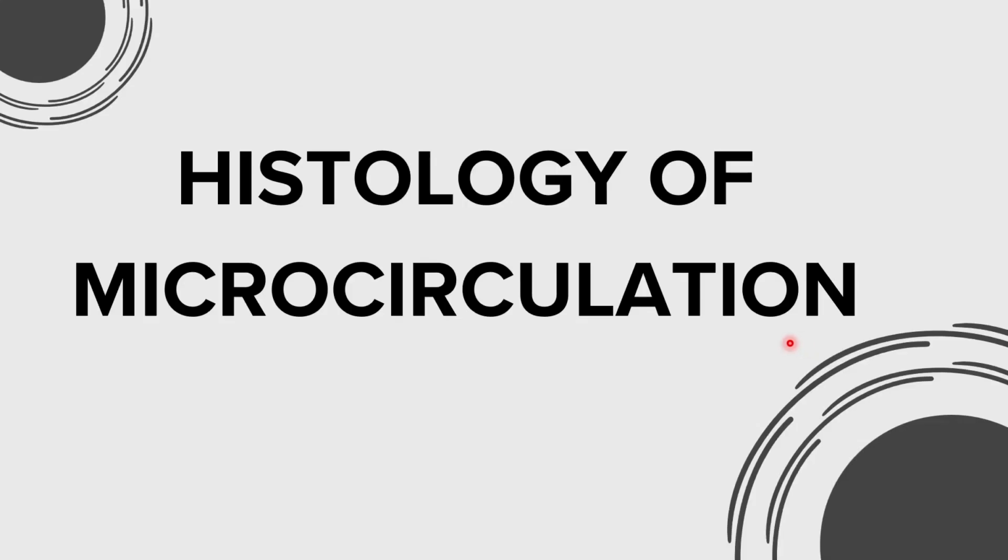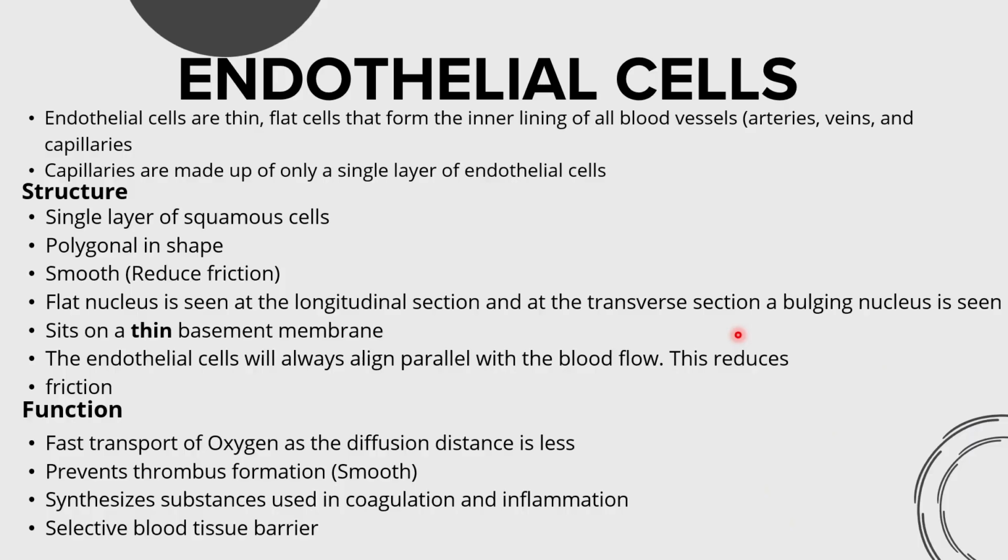Hello guys, today we'll be doing histology of microcirculation. Now, in our body we have blood vessels. These blood vessels have many layers. Some have three, some have one. But the most innermost lining of all of these blood vessels is the endothelial cells, and they're present in all, such as arteries, veins, and capillaries.